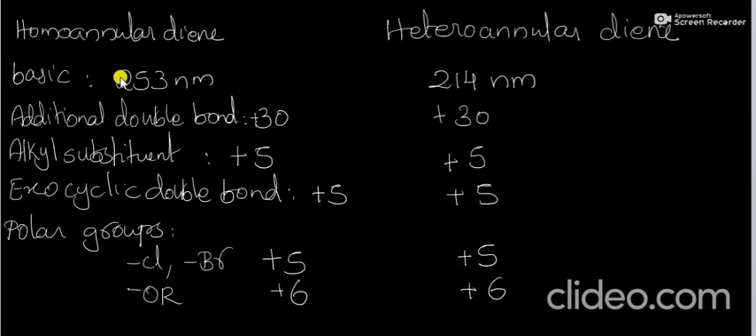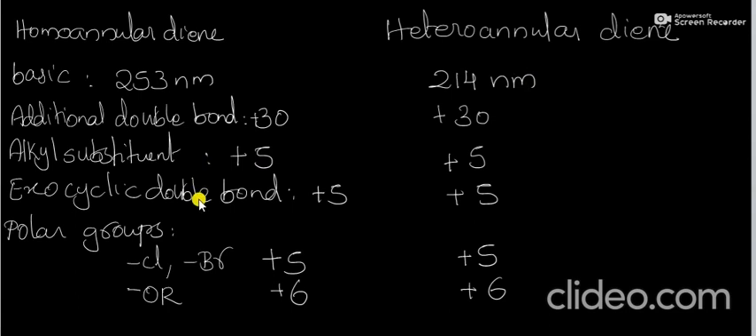Next is the Woodward-Fieser rule for homoannular diene and heteroannular diene. For homoannular diene, basic lambda maximum is 253 nanometer, and for heteroannular diene, basic lambda maximum is 214 nanometer. For additional double bond, plus 30 for homoannular and heteroannular diene. Then alkyl substituent or ring residue plus 5 nanometer for homoannular and heteroannular diene.